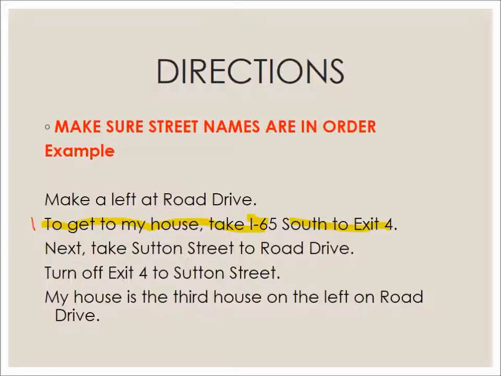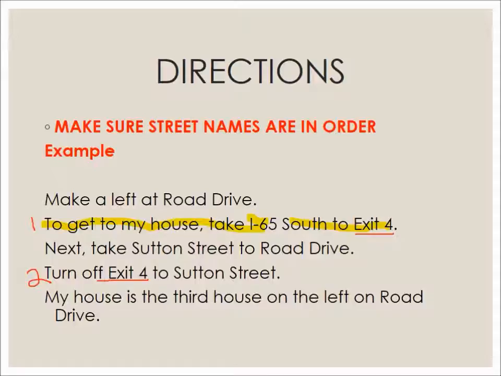We're going to use the sentence, in particular the last street, to help you figure out what sentence is next. If you notice here, the last place we're given is exit 4. That means exit 4 should be where our next step begins. So what sentence mentions exit 4? Do you see it? Good job. Now I'm going to turn off exit 4 to Sutton Street. So I was able to match up exit 4 here with exit 4 in this sentence because the last street here should be the first street in the next sentence that's in order.